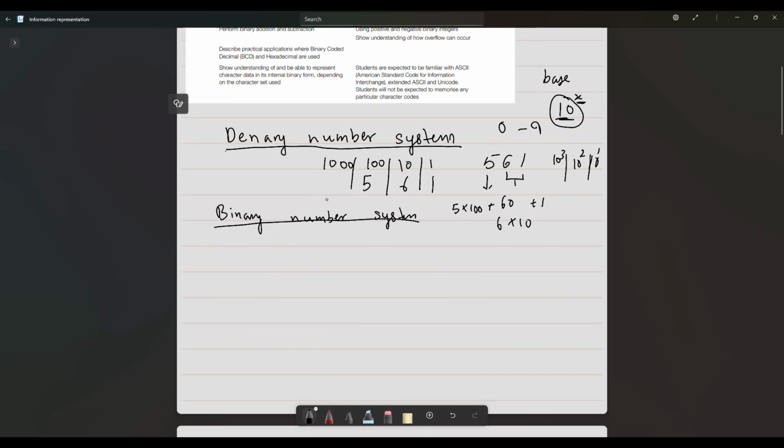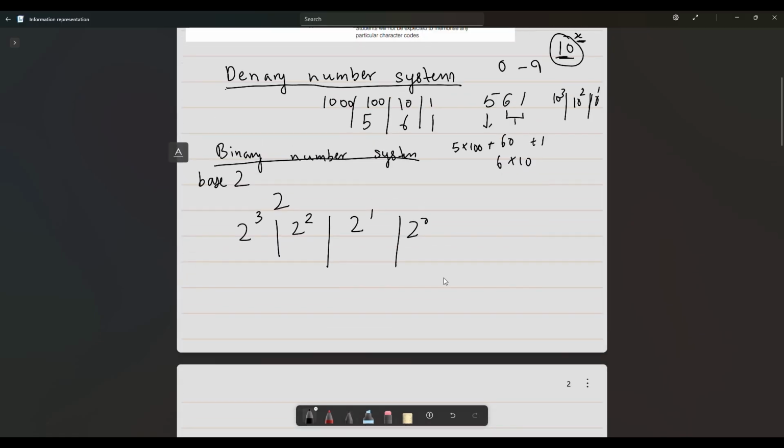Likewise, the binary system is known as base 2. Here we have base 10, so 10 to the power something. Here it is 2 to the power. So how we can visualize this is the same thing: 2 to the power 0, 2 to the power 1, 2 squared, and 2 cubed. We're going to start with 4 place values because that's a relatively basic thing to start with.